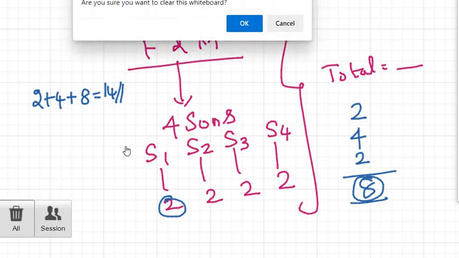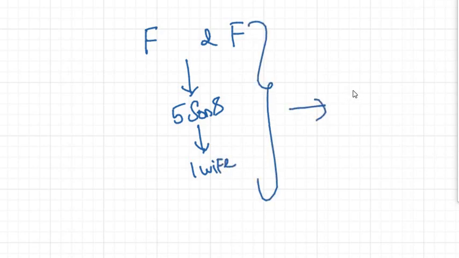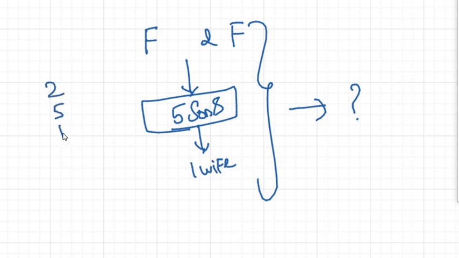Okay, so this comes under reasoning questions. Another question: there is a father and a mother. They have 5 sons. Each son has 1 wife. What is the total number of family members? Father and mother, they have 5 sons, each son has 1 wife. So here it is 2, 5, and here don't put 1, not common. So therefore this is 12.